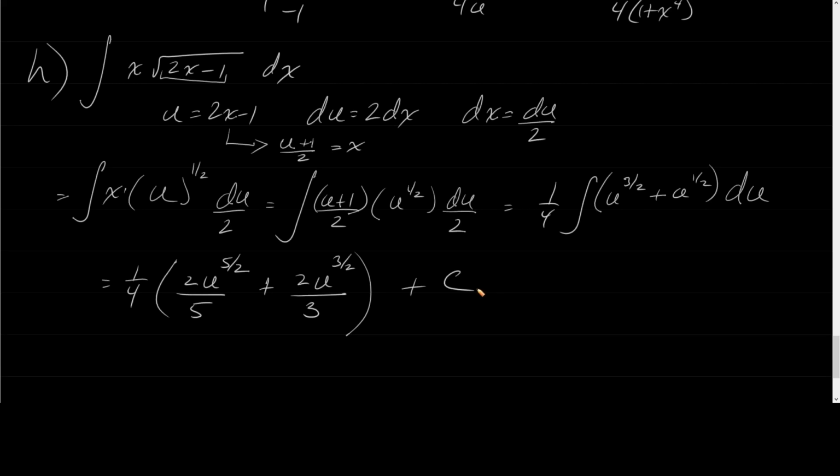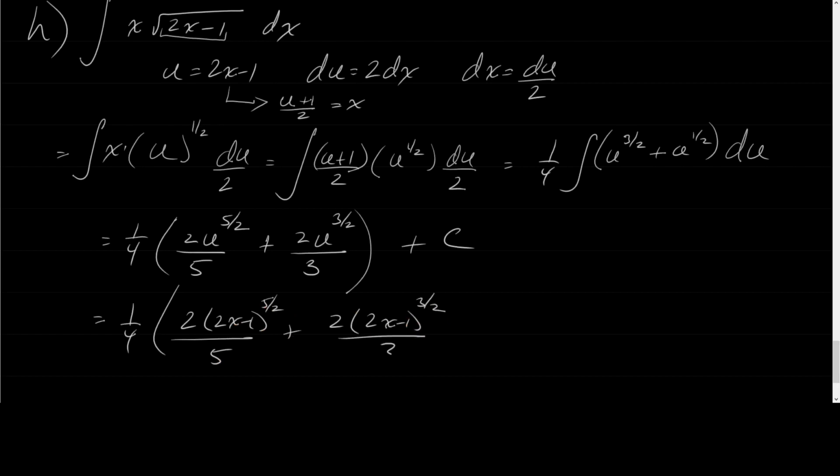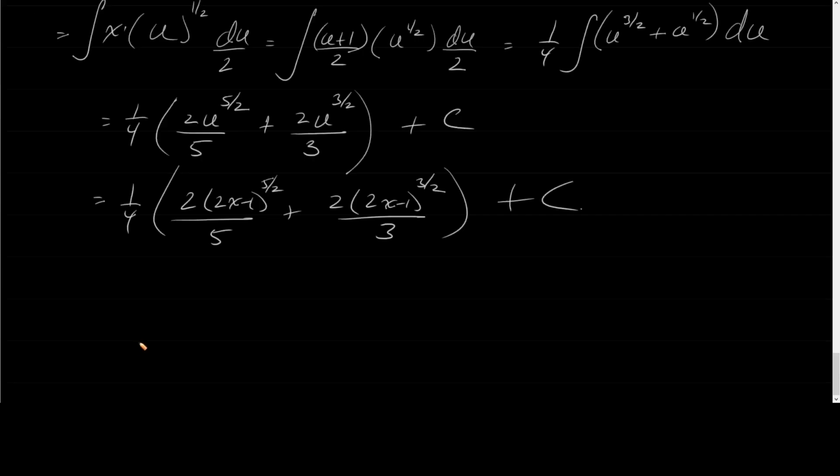But the problem was not about u. It was about our x over here. So what we have here is 1/4 times 2x minus 1 to the 5/2 over 5 plus 2 times 2x minus 1 to the 3/2 over 3 plus c. Alright. And that would be our final answer. If you really wanted to, we can, I guess, distribute the 4. I won't. I'll leave it as that.